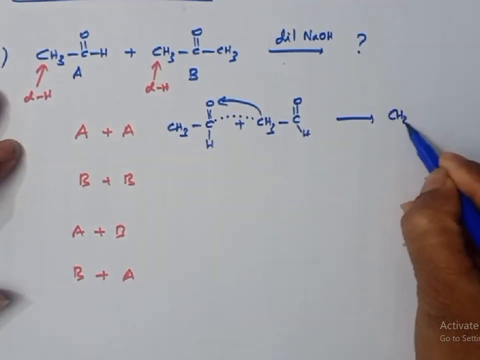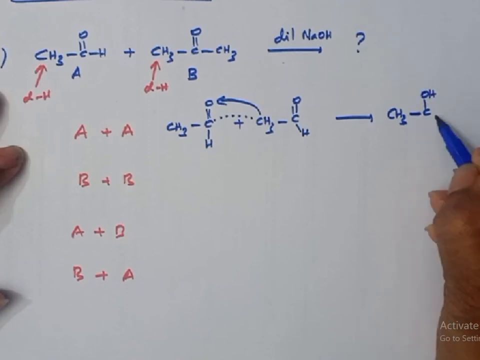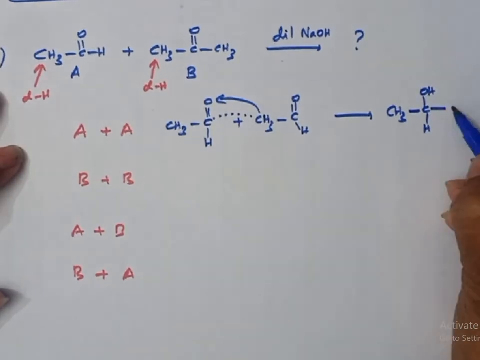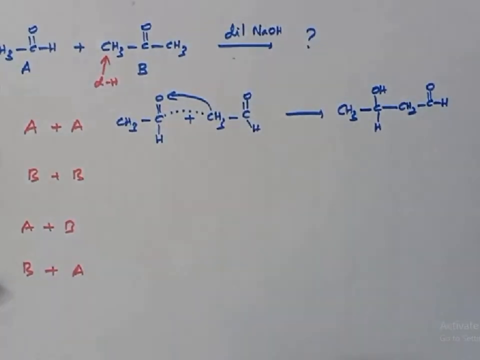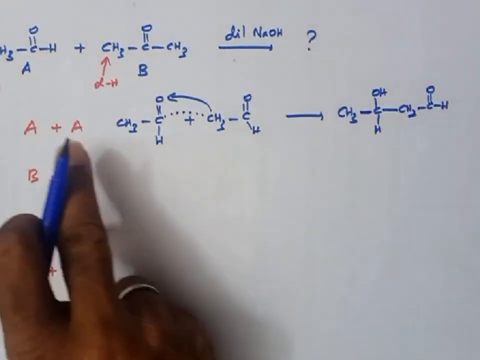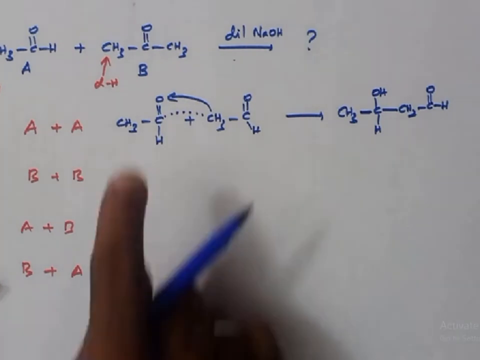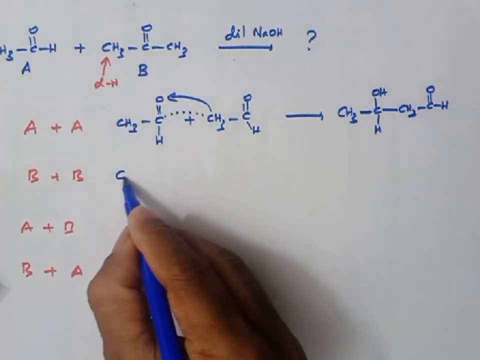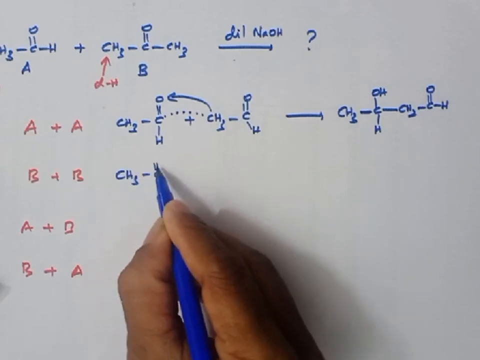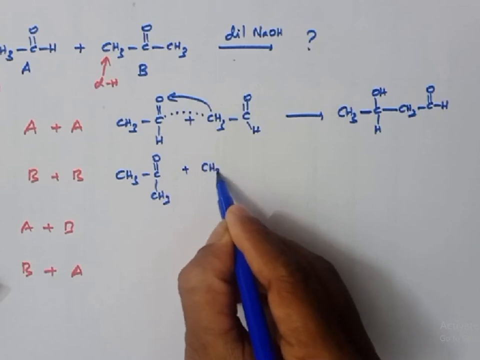So you'll get this product. This is the first product, CH3. Let me write this product first. OH, connect this carbon with the CH2, C double bond OH. This is one possible product, obtained by the reaction of A with A. Then the second possible product is with B, because B can individually undergo aldol. So let me write one B molecule like this and another B molecule like this.